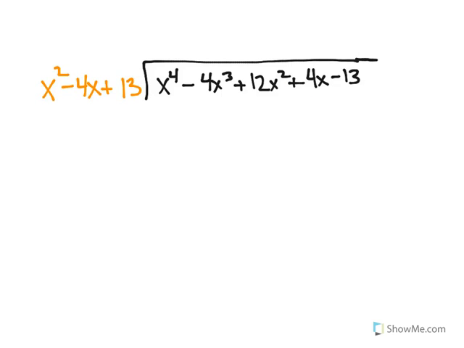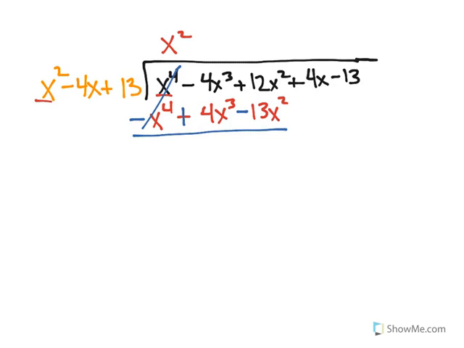Now, when I do long division with this, notice I'm supposed to have 4 solutions. I already have 2, so I really just got to find 2 more. So I'm still focusing on the first term. X squared goes in the x to the 4th, x squared times, multiply, and I get the following. Now when I change my signs, this becomes a minus, plus, minus, combined like terms. X to the 4th goes away, the 4x to the 3rd went away, I'm left with a negative 1x squared. Then bring down the 4x and the minus 13.